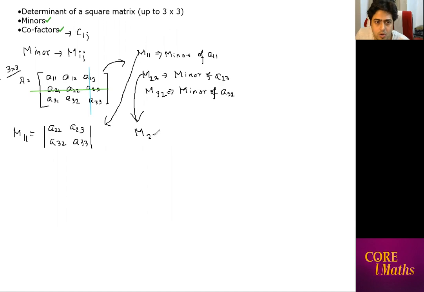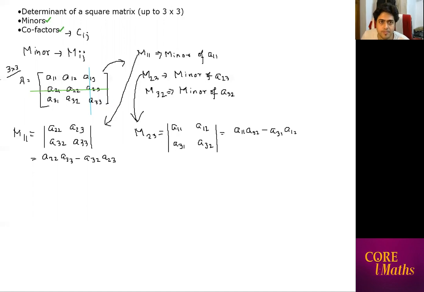For M23, the remaining elements are a11, a12, a31, a32, right? So what will be the determinant value? a11 into a32 minus a31 into a12. Here also, if we write a22 into a33 minus a32 into a23.